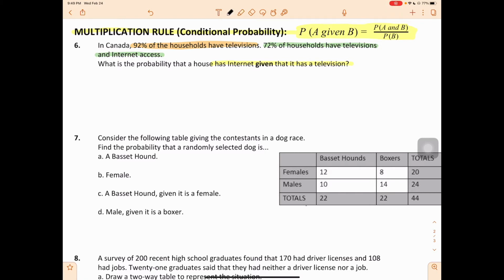All right, so here's what I like to do. I always like to write it out. So probability of has internet given it has a television.